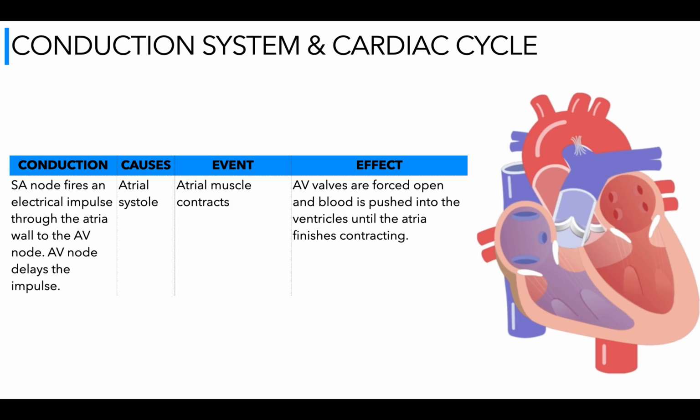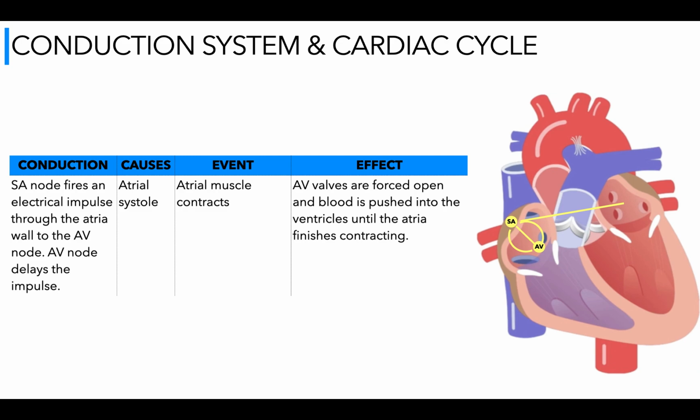So the effect here, the AV valves, they were open allowing passive blood, but now they're forced open and blood is pushed into the ventricles until the atria finishes contracting, 0.1 seconds. So here we go. SA node generates an impulse, fires it through the atria walls to the AV node. That causes contraction and the blood going into the ventricles. Okay.